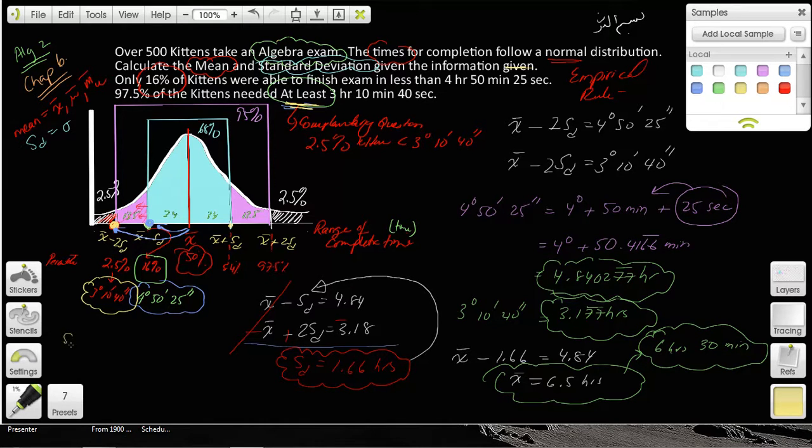How do we convert that to hours, minutes, and seconds? So this is 1 hour plus 0.66 hours. Here is 0.66 hours. 1 hour is 60 minutes, so if you multiply that by 60, it is 39.6 minutes.